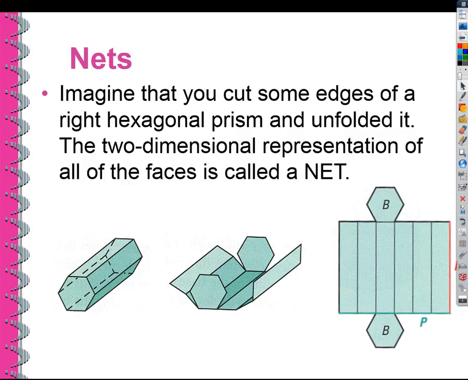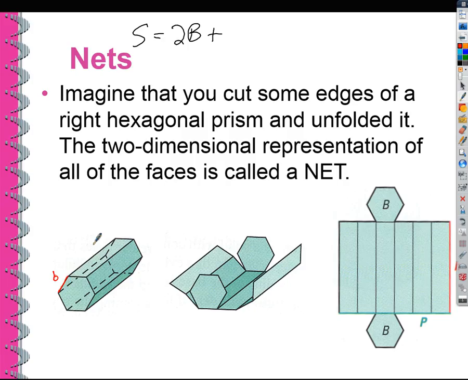So, make a prediction for me. What is the surface area of this going to look like? S equals how many bases? 2B. Plus, now let's look at these individual rectangular lateral faces. Let's say that each one of those, just like before, we call this distance little b, and let's call this distance the height. So what's going to be the area of one of those individual rectangles? Little b times h. So we're going to have to do 6 of those.